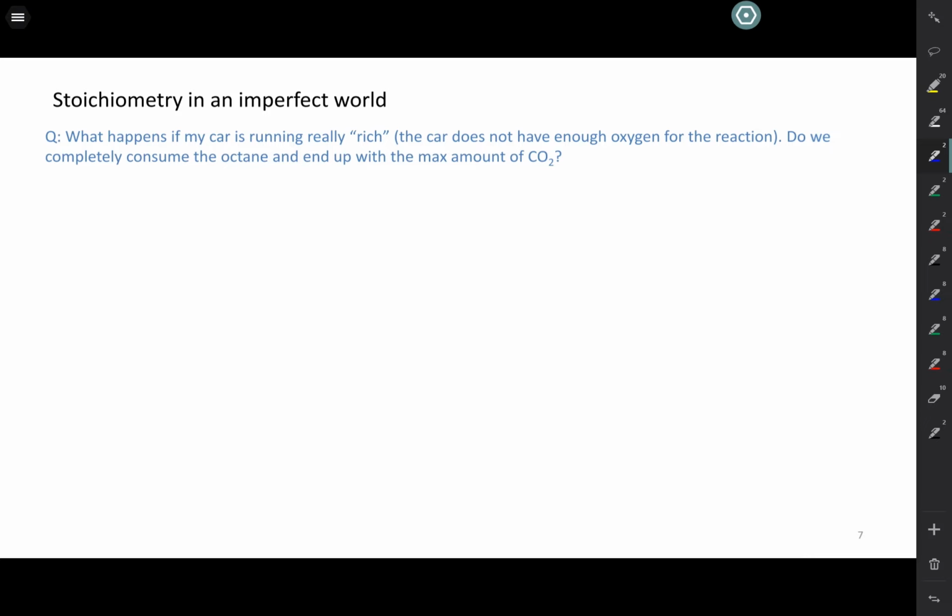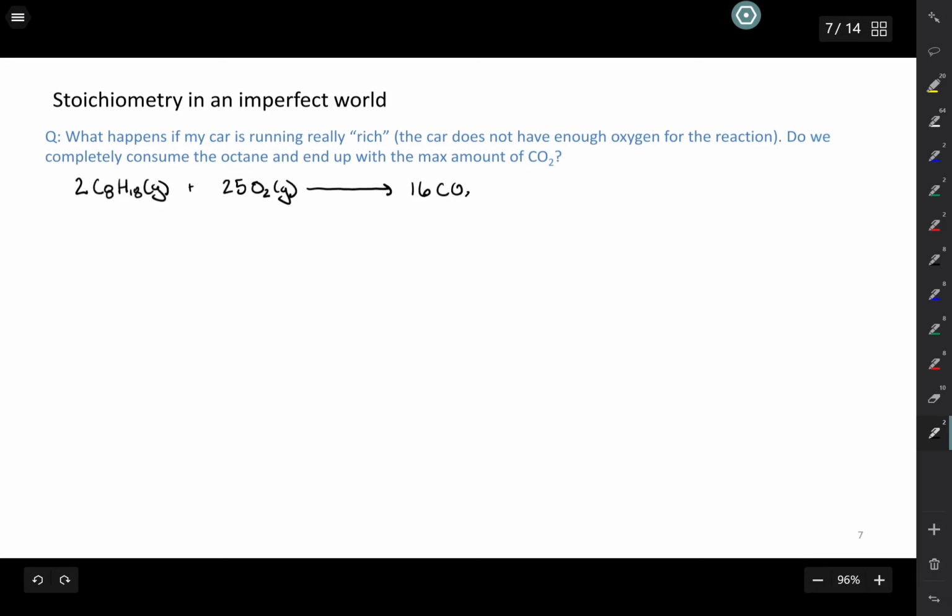No, we wouldn't. So let's explore this, and we're going to start by just writing out this equation once again. So we have 2 moles of octane that reacts with 25 moles of O2 to make 16 moles of CO2 and 18 moles of water.